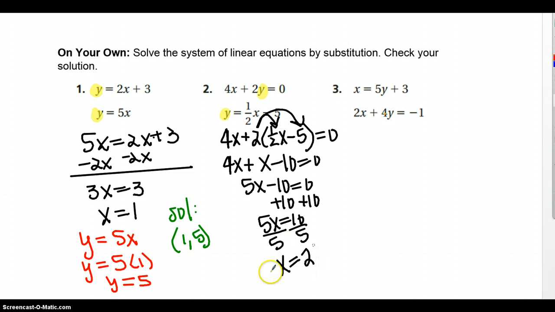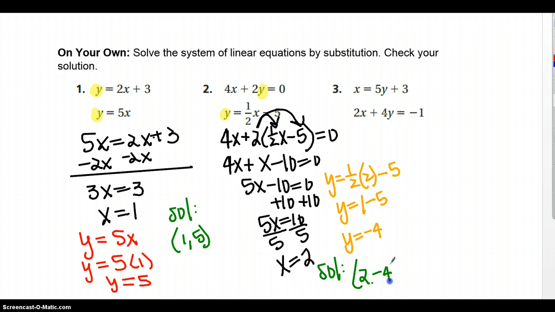Now I need to plug back that 2 to find y, and I'm going to use the y equals because that one looks easier to me. So I have y equals 1/2 of x, which is 2, minus 5. So 1/2 of 2 is 1, minus 5 would make y equal to -4. So my solution to number 2 is 2, -4.